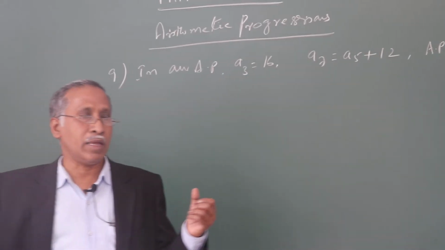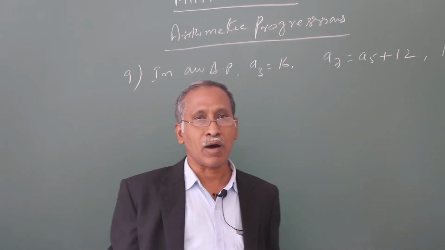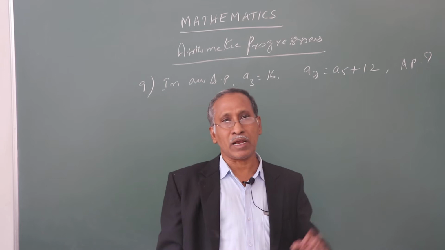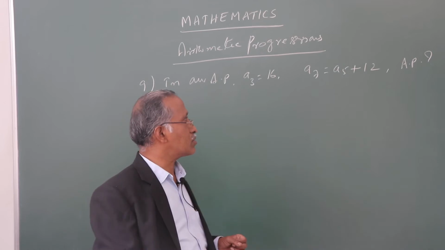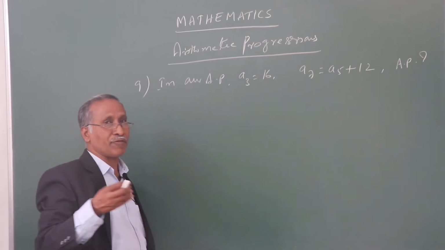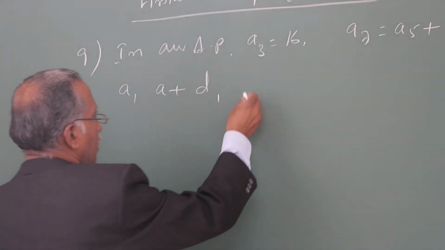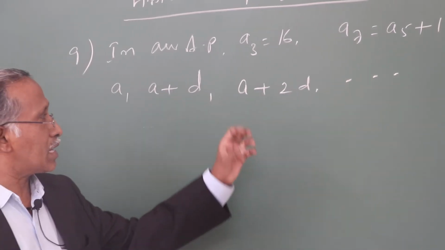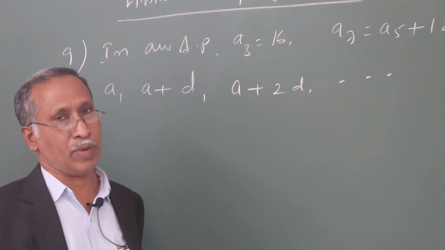Now, what is an AP? Arithmetic progression is a progression in which the difference between a term and its preceding term is a constant. As you know, the first term is symbolically denoted by A, D is the common difference, N is the number of terms. What is the typical form of an AP? When A is the first term and D is the common difference: A, A plus D, A plus 2D, and so on. So we have to calculate the first term and the common difference. Once you know the first term and common difference, we can write the AP.